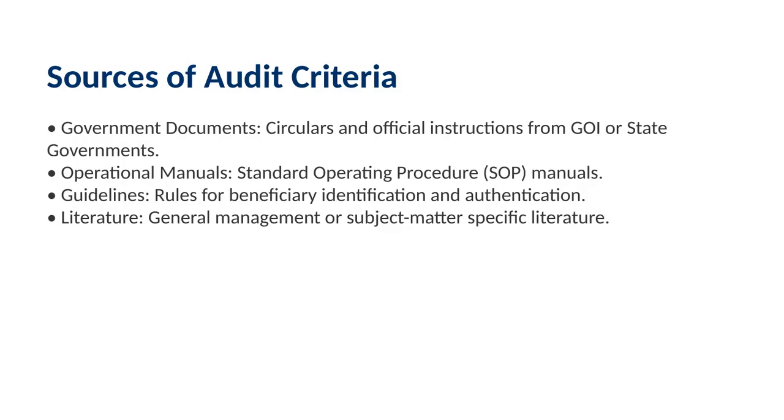In a practical scenario, where do we find these criteria? We look at documents issued by the Government of India and the state government. This includes circulars, official instructions, standard operating procedure manuals, guidelines for identifying and authenticating beneficiaries, and general management or subject matter literature. These documents form the basis of the audit criteria against which the actual performance is measured.